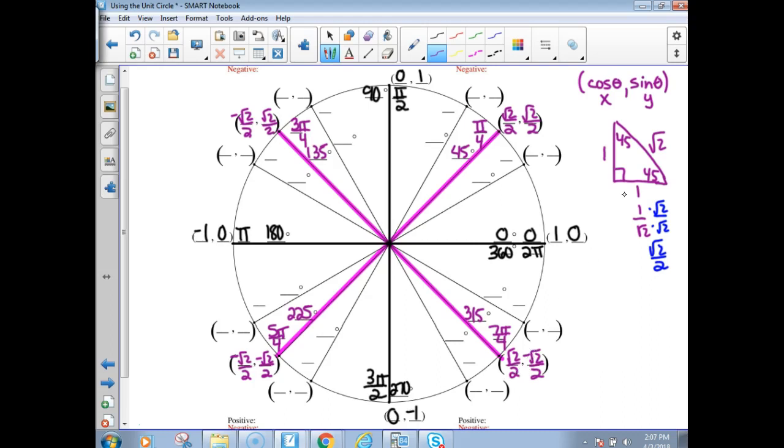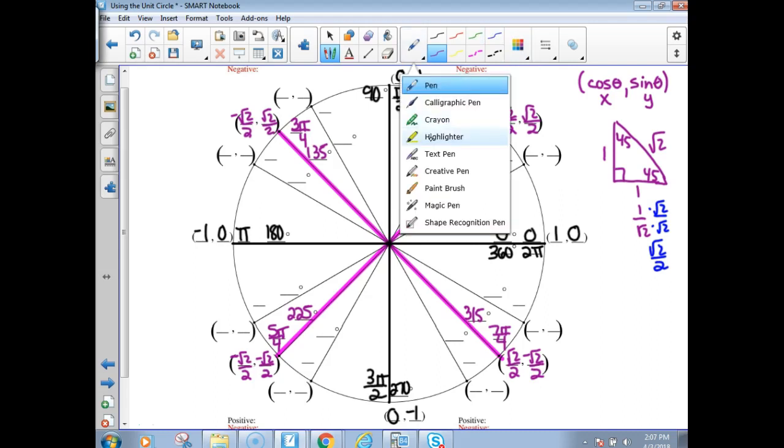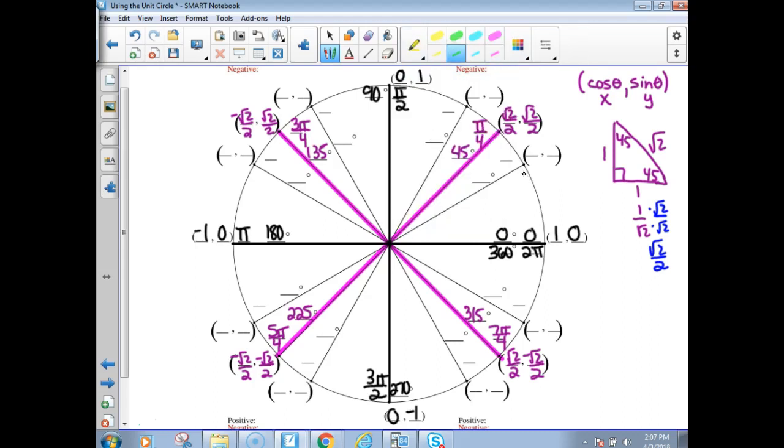All right, now I'm going to do a different color. I'm going to do my reference in green for 30 degrees. All of these are 30 degrees up from the x-axis or down from the x-axis. That's why the reference angle is 30 degrees. I'm going to also highlight, at the same time, the rest of them.